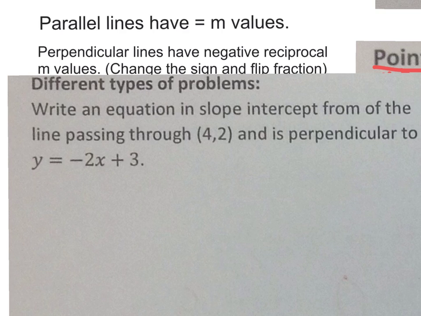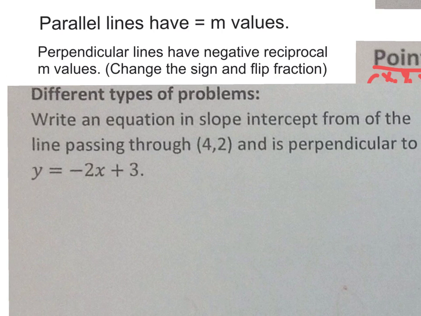However, perpendicular lines have negative reciprocal slopes. Now, what does that mean? If you look up here, change the sign and flip the fraction. Again, move that down. Perpendicular lines have negative reciprocal m values. So this m value that you see here is a negative 2. Now, if my equation was parallel, then it would be the same exact slope. But it's not parallel, it's perpendicular, which means I need to change the sign and flip the fraction.